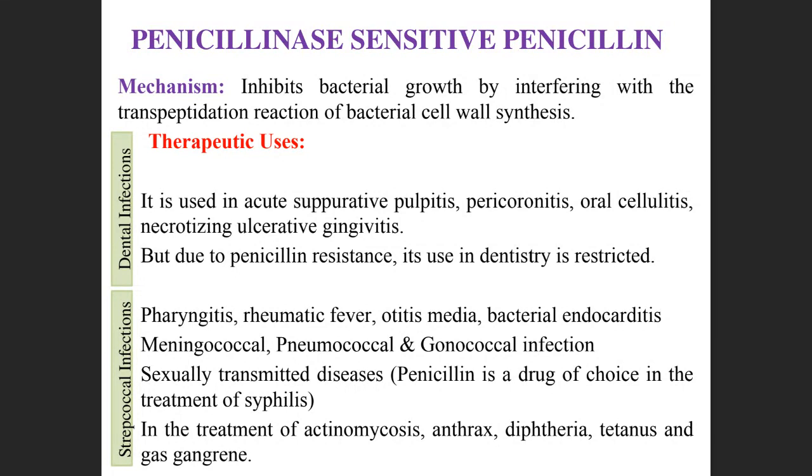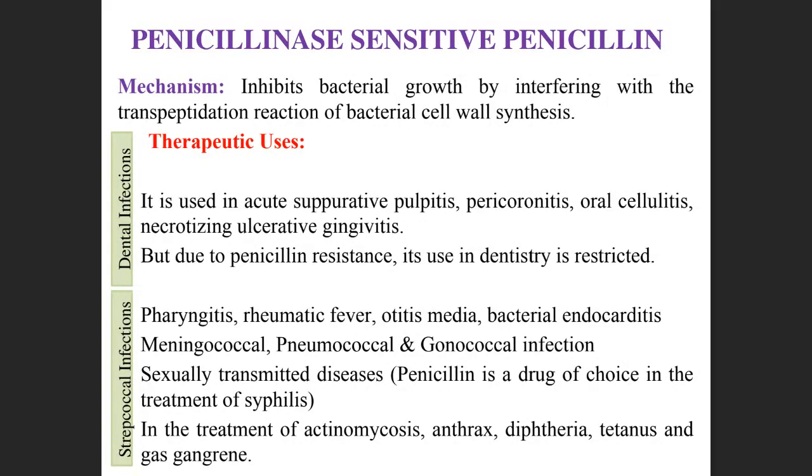They were used in dental infections before, but now they are not used because of resistance. Before, they were used for different conditions of the gum such as pericoronitis and ulcerative gingivitis, and apart from that they were also used for pulpitis, etc. But now their use is limited. However, they are used for different streptococcal, meningococcal, pneumococcal, and gonococcal infections, so all the infections which are caused by the streptococcal bacteria.